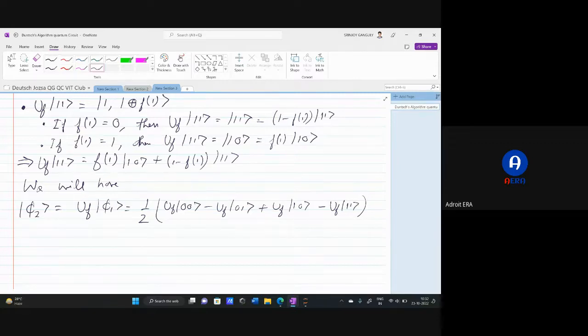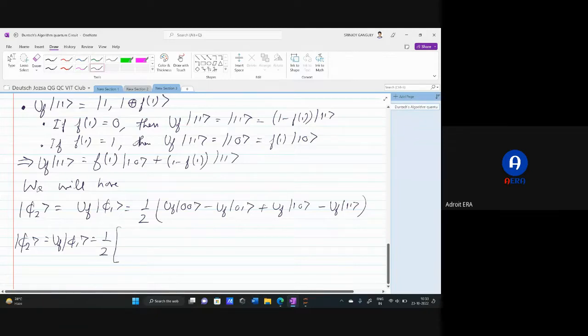And now we have all the values for all these. Uf applied to ket 0 0 we have solved. Uf applied to ket 0 1 is solved. So just put those values here. So ket phi 2 is equal to Uf applied to ket phi 1, and then start putting the values, 1 by 2. Once you start putting the values, you are going to get this result. I'm going to write the result directly. You can solve it, it's not very difficult.